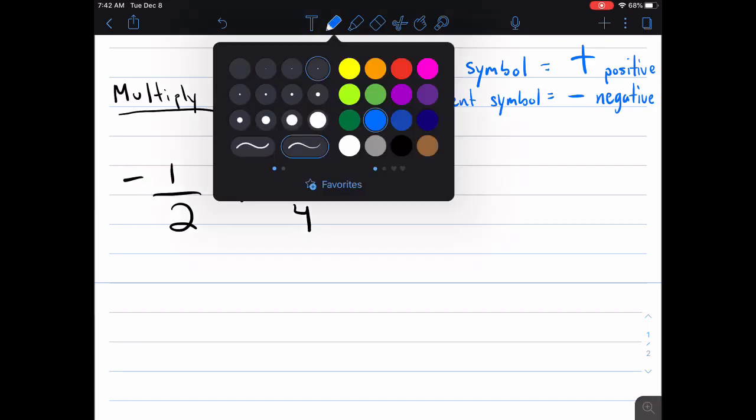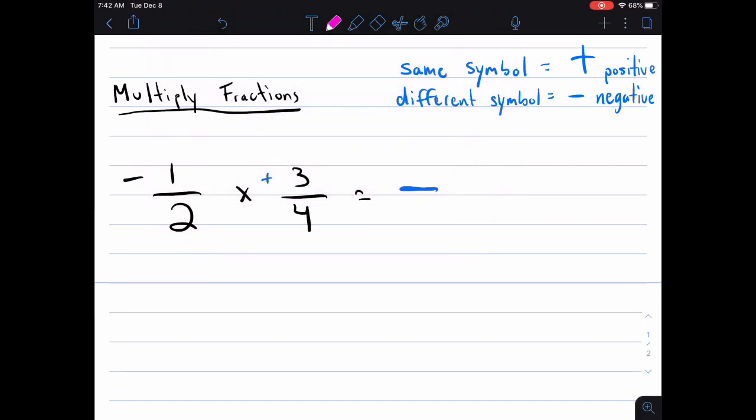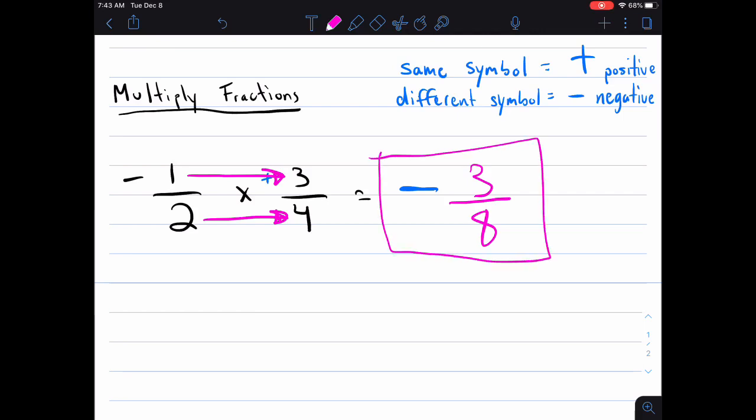And now I just multiply. Remember, when we multiply fractions, top times top. 1 times 3 is 3. 2 times 4 is 8. My answer is negative 3 over 8. Negativo 3 sobre 8. Cuando multiplicamos fracciones, es arriba con arriba y abajo con abajo.